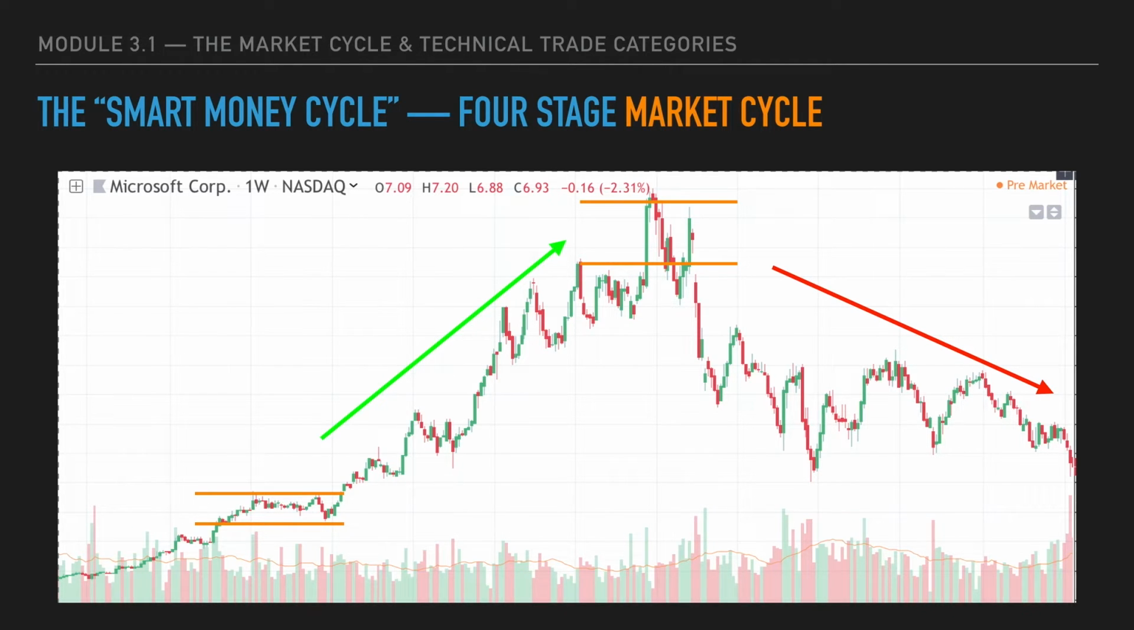So how exactly does the smart money move in the market? Studies show that, in general, the smart money moves in a repeatable cycle. It has 4 different stages. First, it starts from stage 1, called the accumulation stage. Then it is followed by stage 2, the mark-up stage. Then it will reach stage 3, the distribution stage. And it is followed by stage 4, the markdown stage. So this is the big picture of the 4 stages of the market cycle.